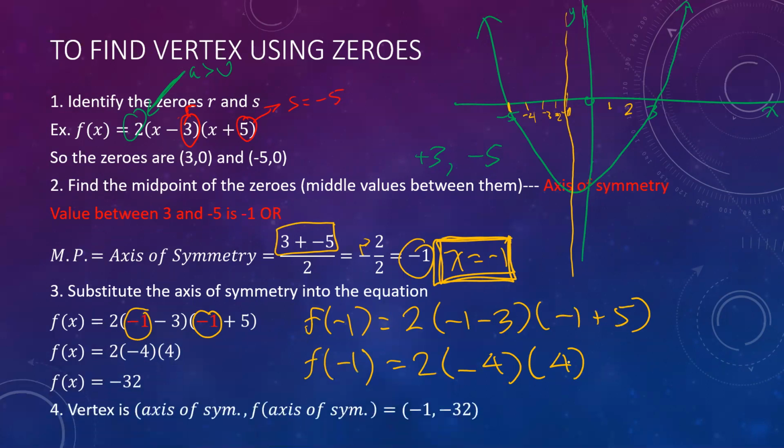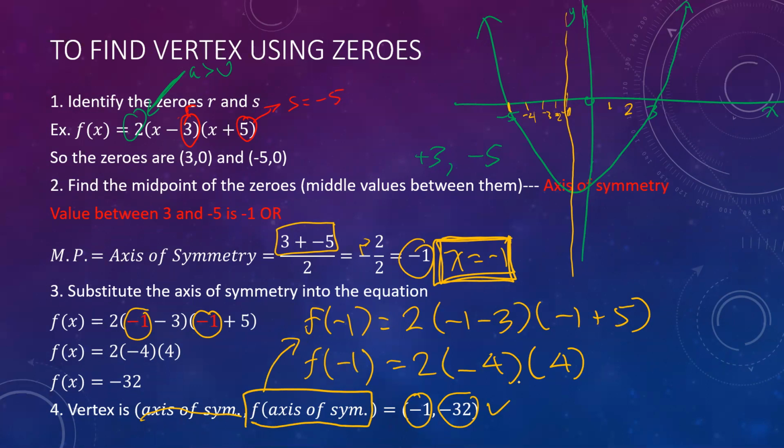So that means that the vertex, now we have the whole complete solution here, is simply going to be the axis of symmetry, which was -1, and the function at the axis of symmetry, which is what we just found right here. We found the function at the axis of symmetry, which is -32. And there is our final answer. So I hope that kind of makes sense so far, and that made it clear.